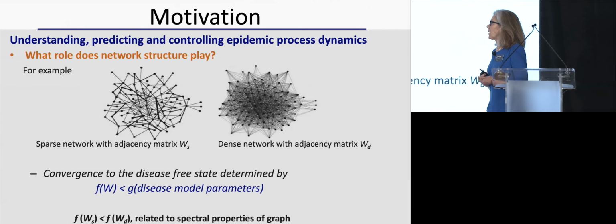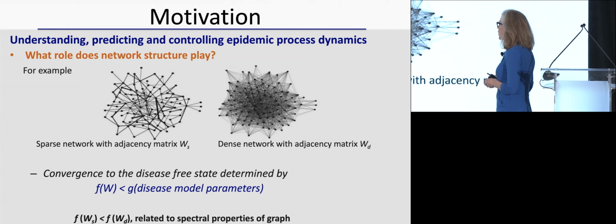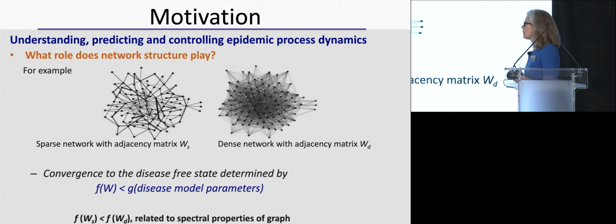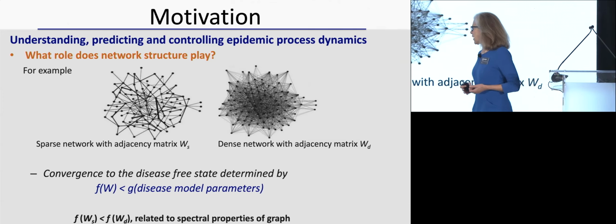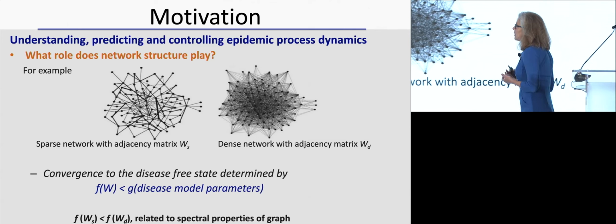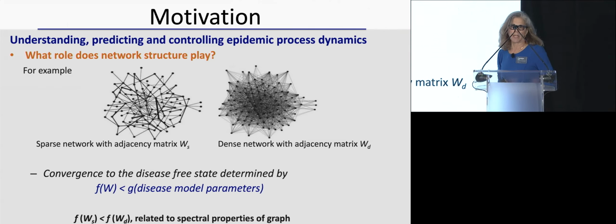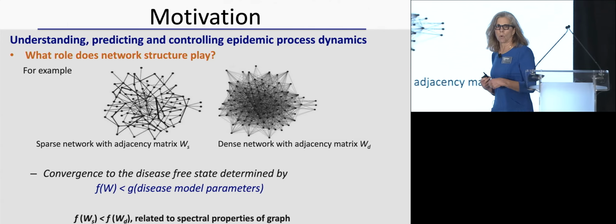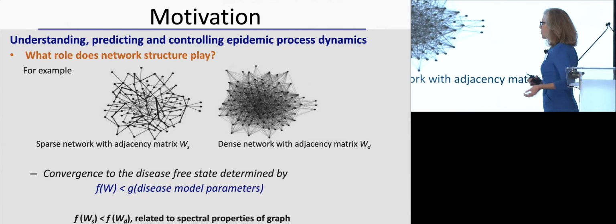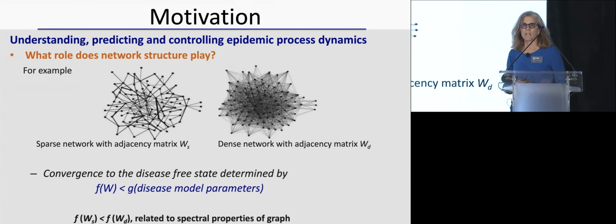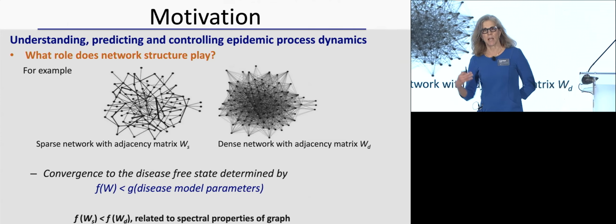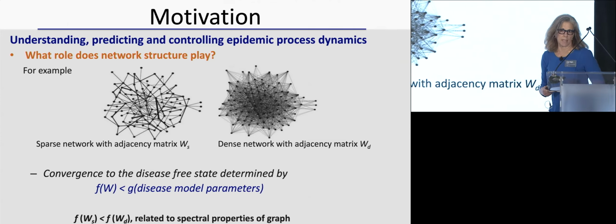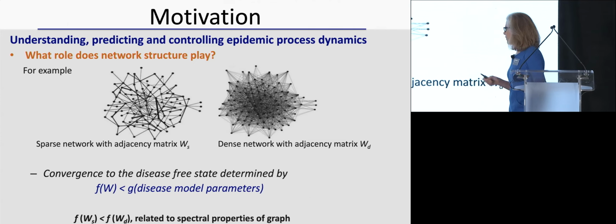So one of the things we looked at, as I said, is what role network structure plays. Specifically, we've been looking at trying to quantify this in terms of, say, is there some function of the underlying adjacency matrix, say W, that describes the interconnection between subgroups of the population or individuals in the population? So is there some underlying function that we can compare to some function of the disease model parameters that will tell us something about what we expect to see in terms of convergence to some of the equilibria.